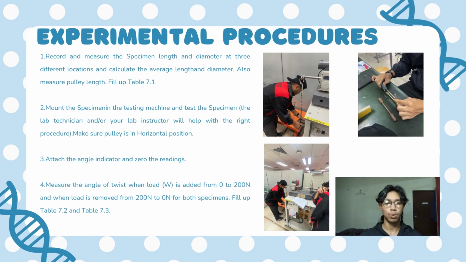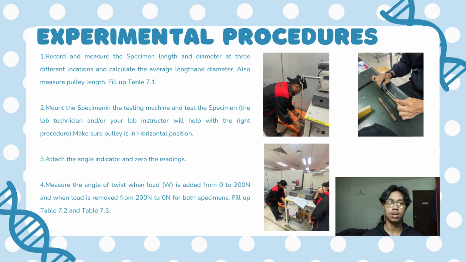Okay, for the experimental procedure, first of all, we have to record and measure the specimen length and diameter at 3 different locations and calculate the average length and diameter, and also measure the pulley length, and also we have to fill up table 7.1. Then for the second procedure, we have to mount the specimen to the testing machine and test the specimen. The lab technician and or your lab instructor will help with the right procedure. We have to make sure the pulley is in horizontal position.